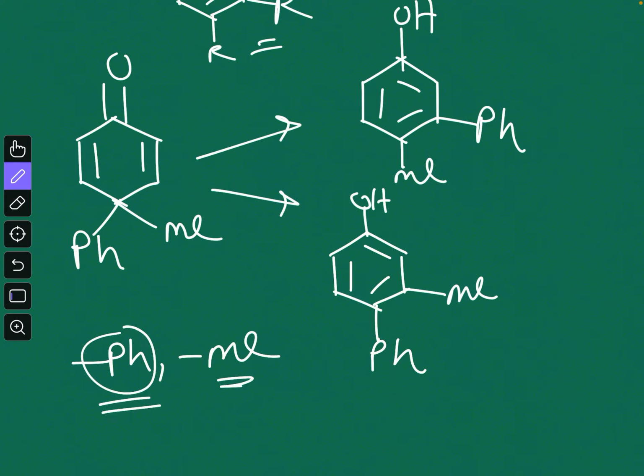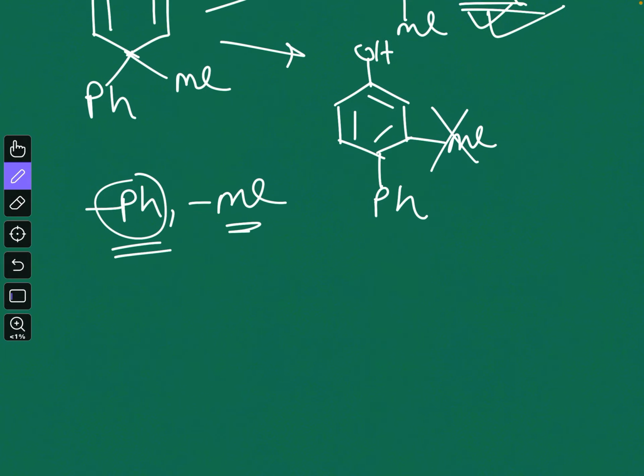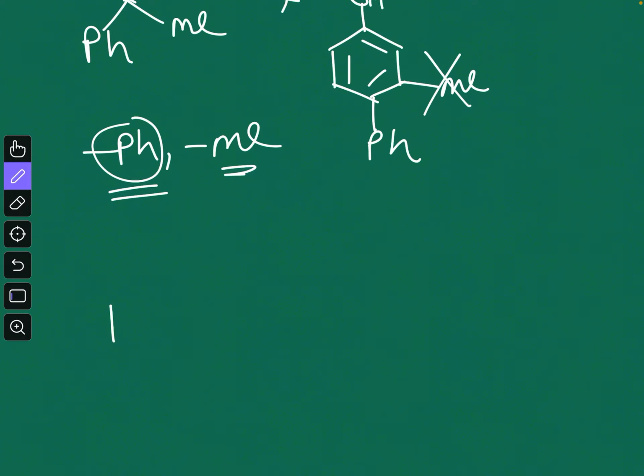So phenyl is better at its migratory aptitude, so that's why you will get this product and not this, because phenyl will migrate, not methyl. So this is your product. But an interesting example comes when you have a substrate like this.